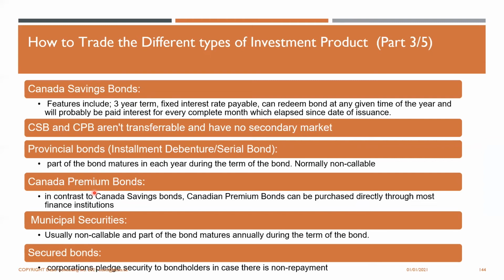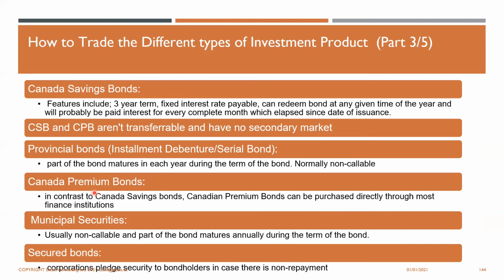There are provincial bonds, which are also known as installment debentures or serial bonds. They are non-callable. Non-callable means the government cannot cancel them before maturity. Remember the bond which was 5 years? If the government says after 2 years, we are canceling your bond and giving you back your money, that's not allowed in a non-callable bond.